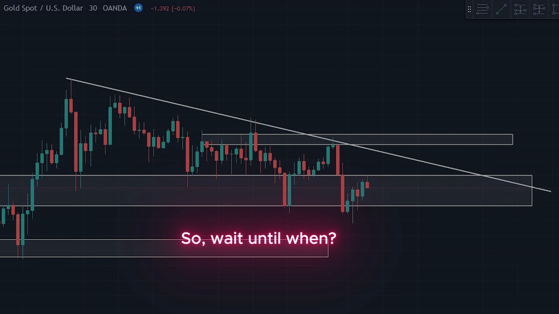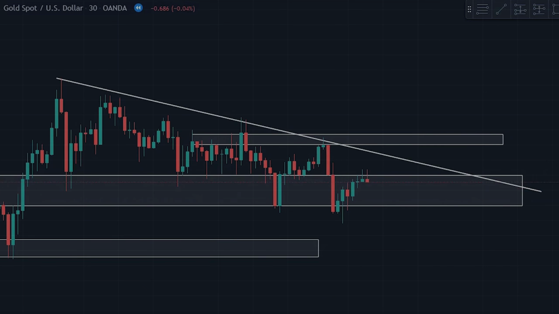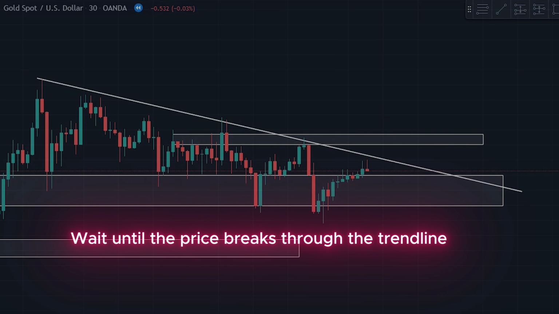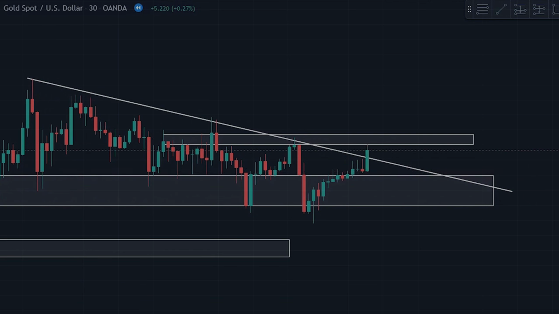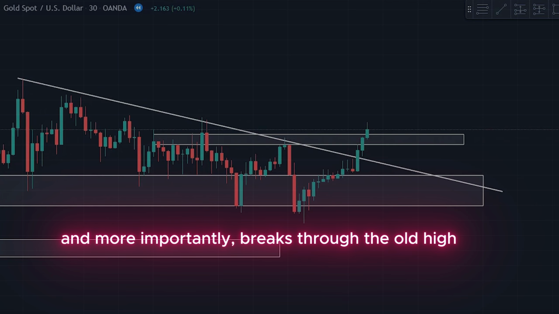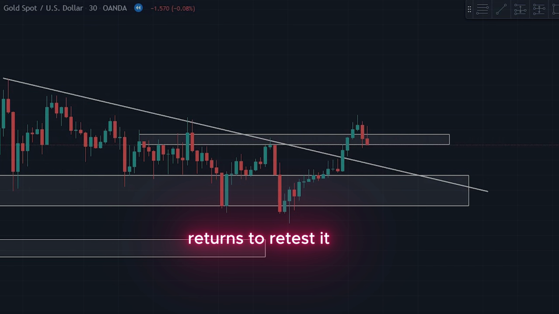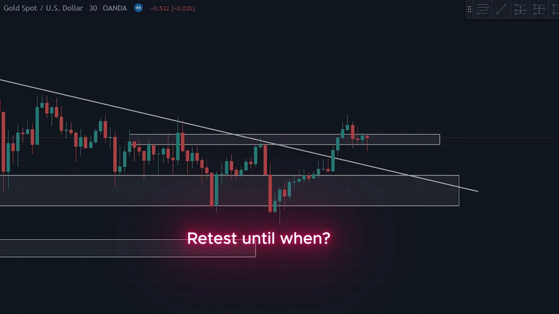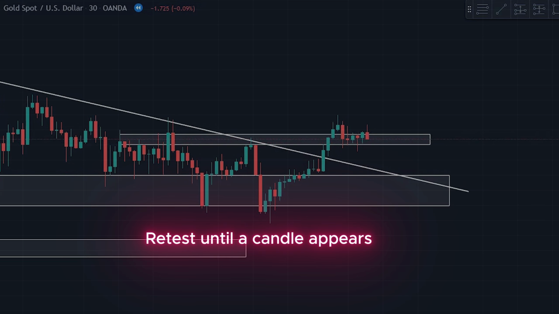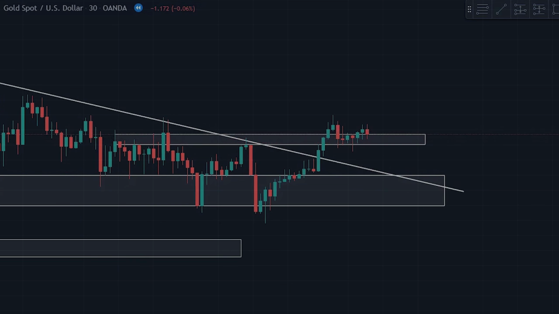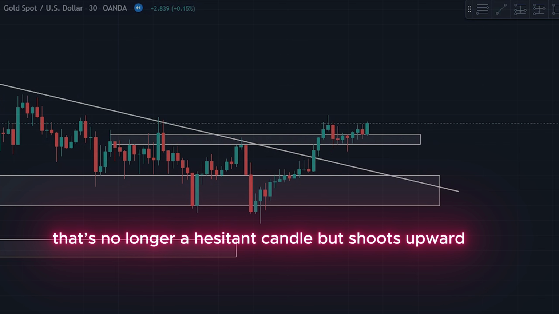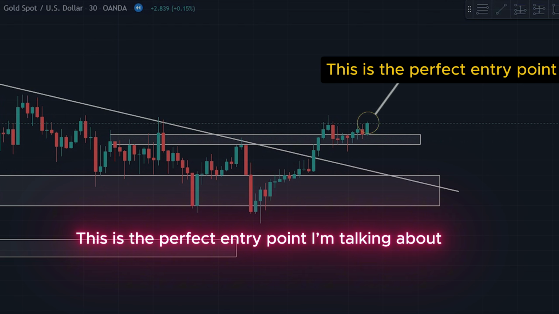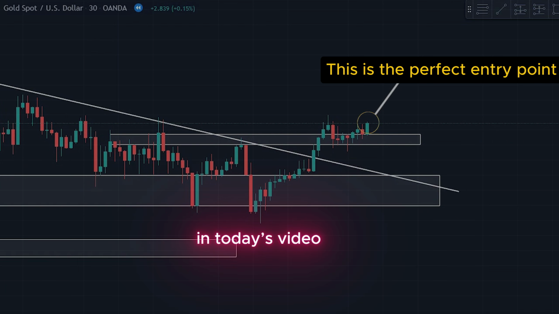So, wait until when? Wait until the price breaks through the trend line, and more importantly, breaks through the old high. Returns to retest it. Retest until when? Retest until a candle appears that's no longer a hesitant candle but shoots upward. This is the perfect entry point I'm talking about in today's video.